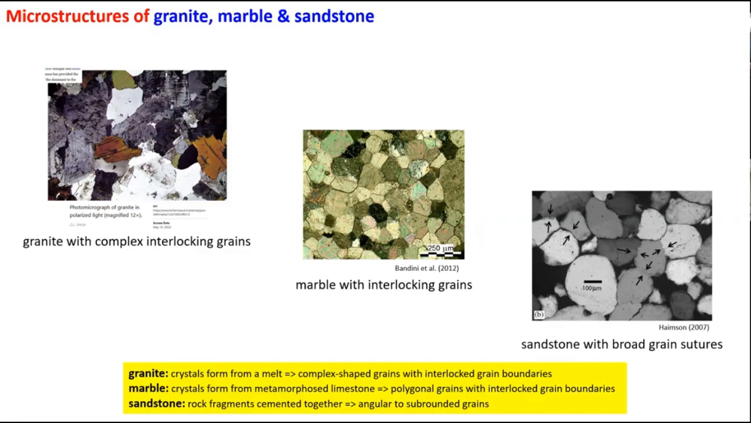Now you have a totally different microstructure for a sandstone because, again, the diagenetic process to create it is different. Here, you typically start with a granite, an existing granite, like on the surface of the earth. Through weathering processes, it starts breaking up into little tiny pieces.